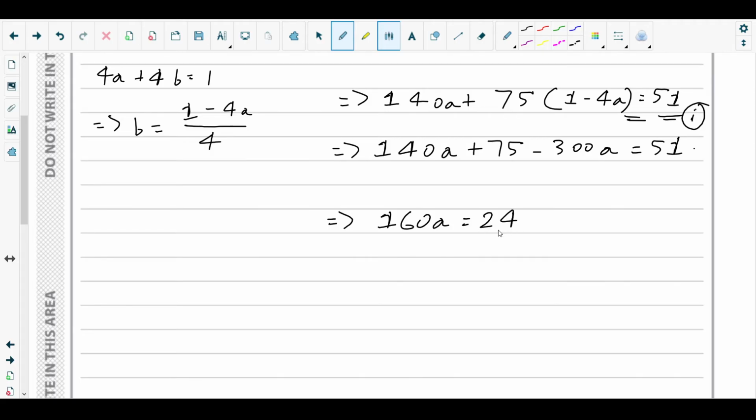That is 24. So what would be the value for a? The value for a would be 24 over 160. This is 3 over 20. So what would be the value for b? b is 1 minus 4a. So 1 minus 4 times 3 over 20, all over 4, that is 0.1. That is 1 over 10. That's the value of b.